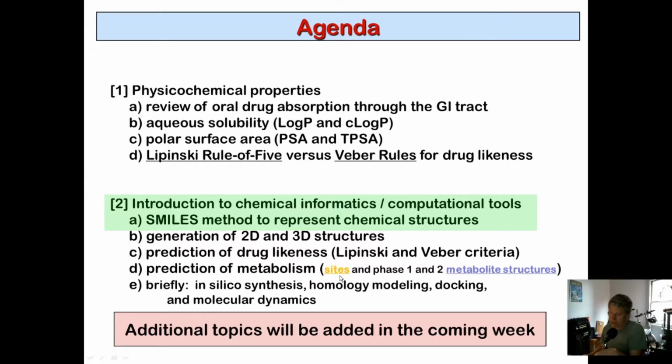So we can actually predict the sites of phase 1 and phase 2 metabolism, and also the metabolite structures. So the structures of metabolites, we can predict it by a computer. Super cool. This part will probably be next time.